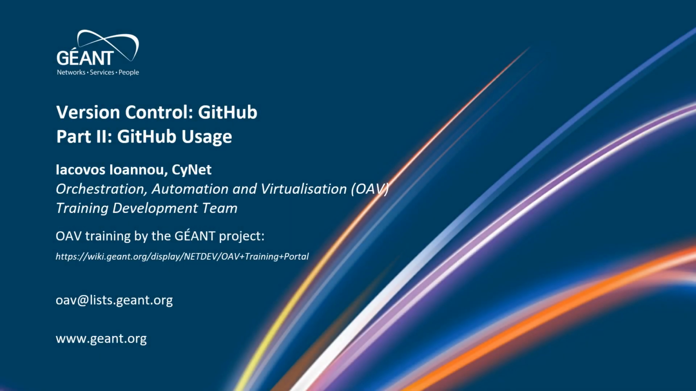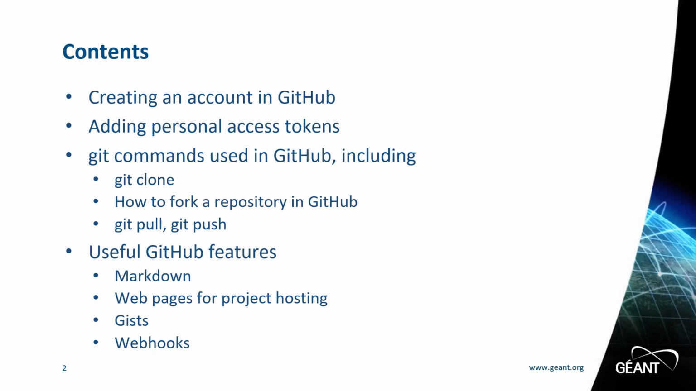Come back to the version control GitHub Learning Unit. In part 2, we will introduce GitHub usage. We will cover how to create an account on GitHub, touching on types of users and local user authentication, how to add personal account tokens, Git commands used in GitHub, looking in detail at git clone, how to fork a repository, and git pull and git push.